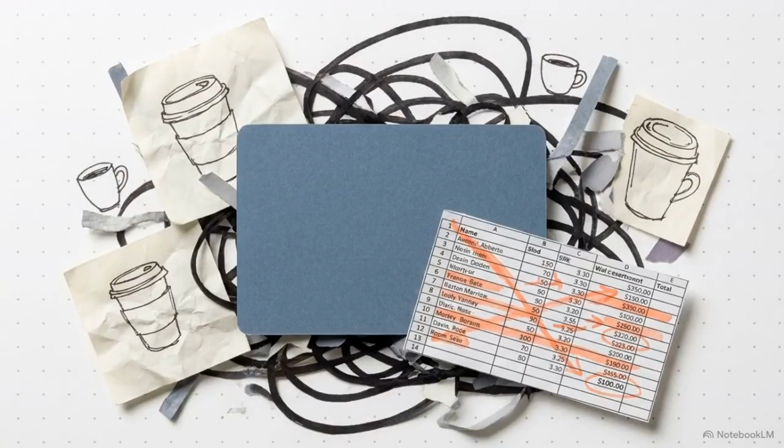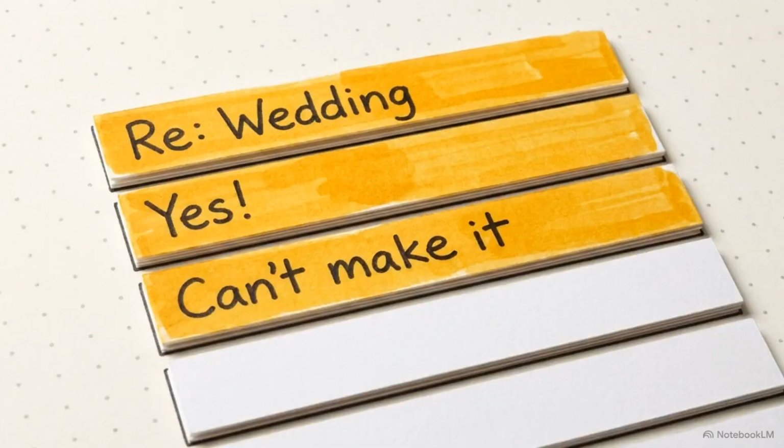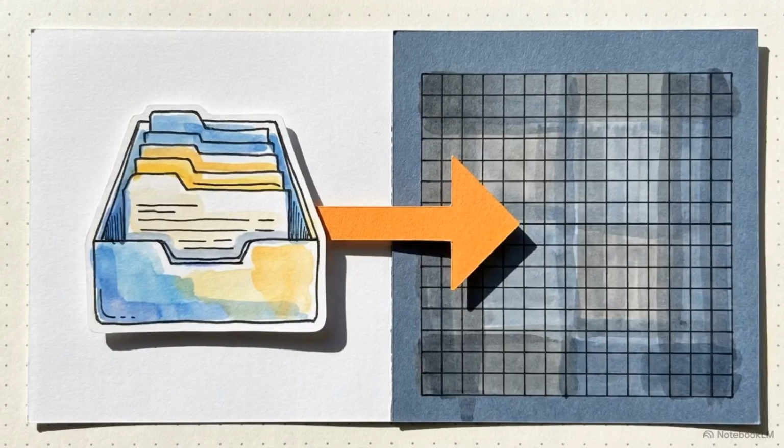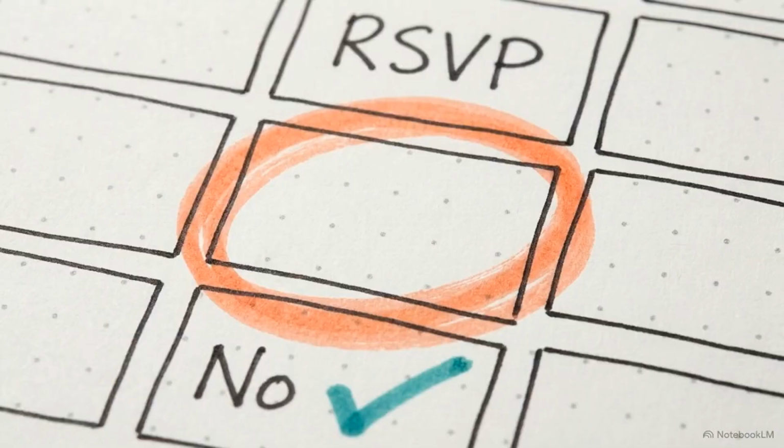If you have ever run an event by email, you know the grind. You send save the dates, wait for scattered replies, and then spend hours cross-referencing your inbox against a list to figure out who needs a reminder and who should be left alone.